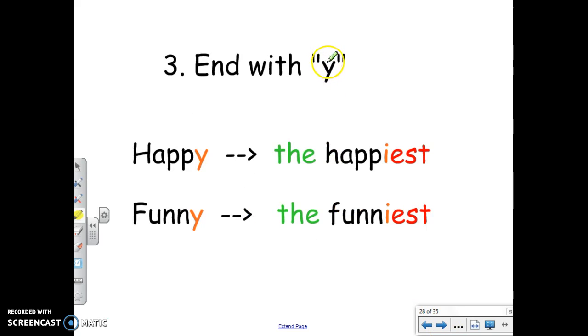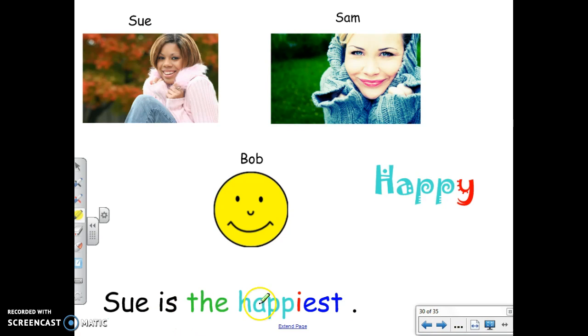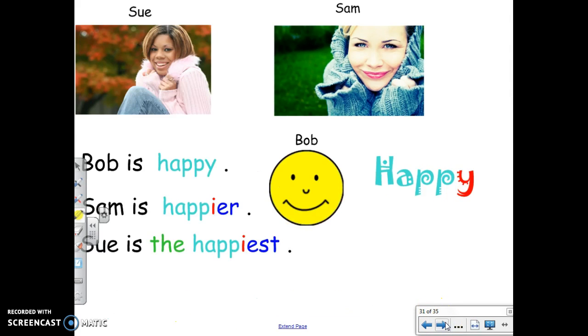Third type, if the word ends with y, Sam, we change y to I and put est after the adjective. The happiest, the funniest. Right here, Sue is what? Sue is the happiest. Good job. I changed the y to I and put est. Remember the. Always put the in front of the adjective.